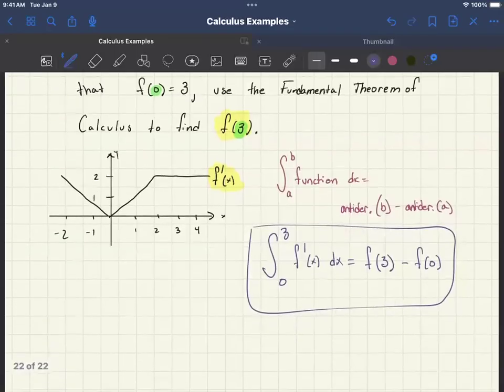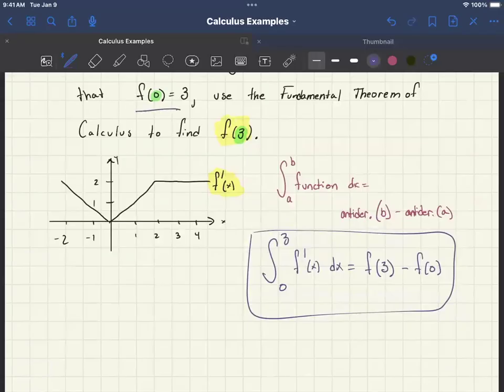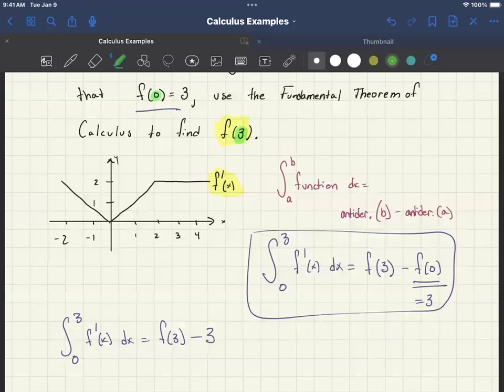We have a few pieces of information that we know. We know that f of 0 is 3, so over here we can substitute in the number 3. So we get the integral from 0 to 3 of f prime of x dx is equal to f of 3 minus the number 3. Now, the thing that we're trying to figure out here is going to be this number right here, f of 3. That's our goal. So the last thing that we need to do is figure out what this information here is, turn that into a number, and then we can solve our equation.